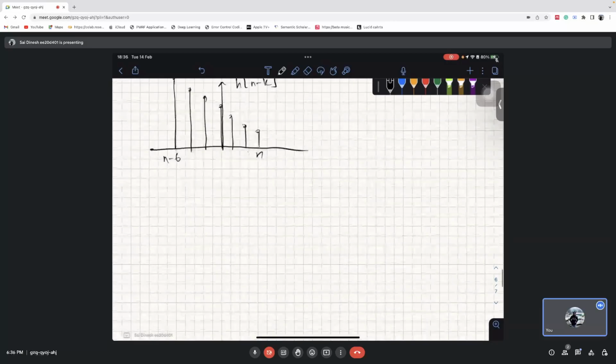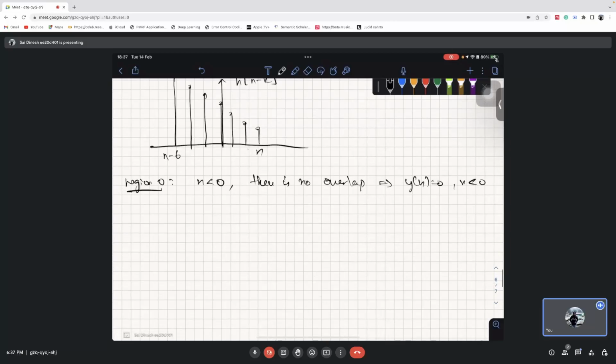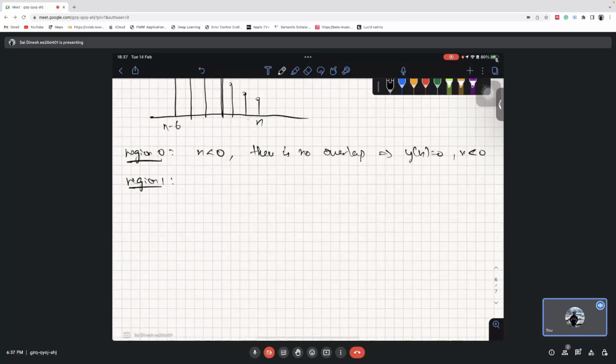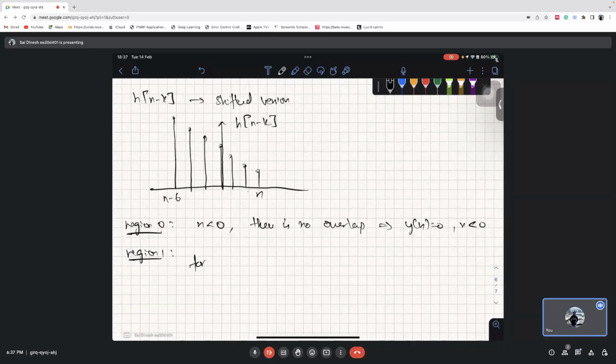So let's write it as region 0. So for n less than 0, there is no overlap, which implies y of n equal to 0 for n less than 0. Next we have region 1. So this is entirely on the left side. Now we slowly move. So this is the signal, so we slowly move it to here. Like it starts going into the positive side.